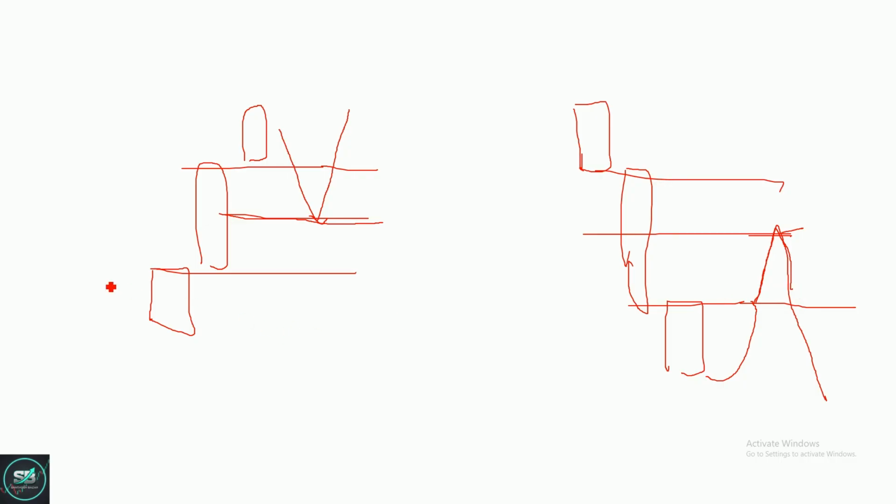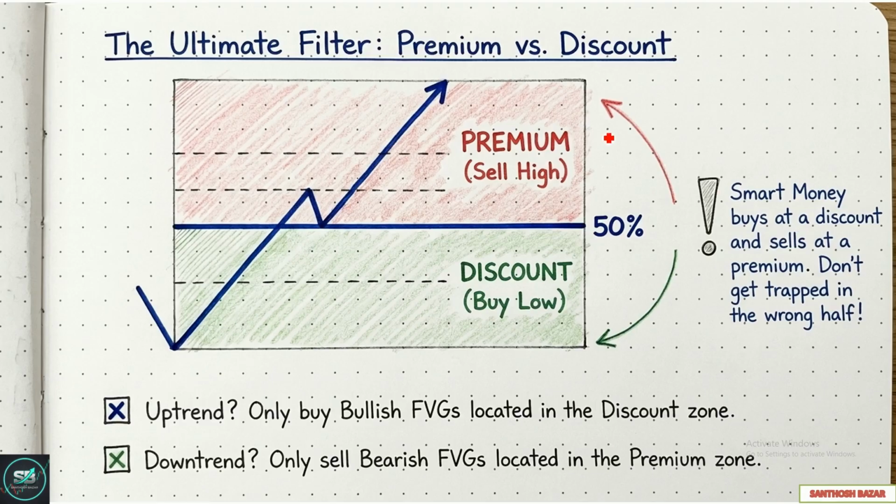Big players are going to buy at discount and sell at premium. This you have to understand. So this is the ultimate filter that we will be using: premium versus discount. Big players sell in the premium and buy at discount, and that is where you have to mark that 50% zone of any FVG.